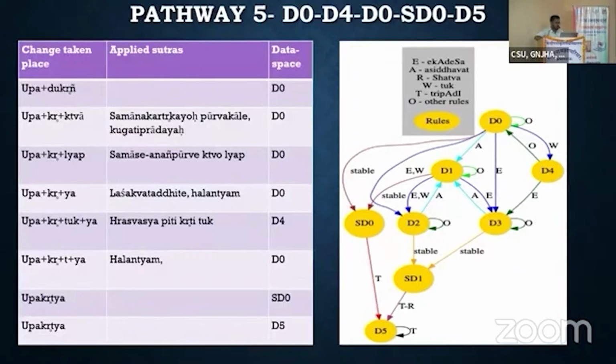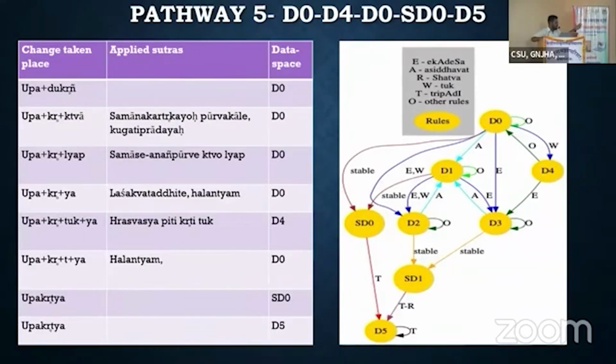Now we'll see the next pathway, which is related to Tugagama. This Tugagama is different from the Tugagama of Shatva tukor asiddha. If a normal Tugagama takes place without ekadesha, it is upa plus kuru plus twa, which is then replaced by lyap, giving upakrutya.